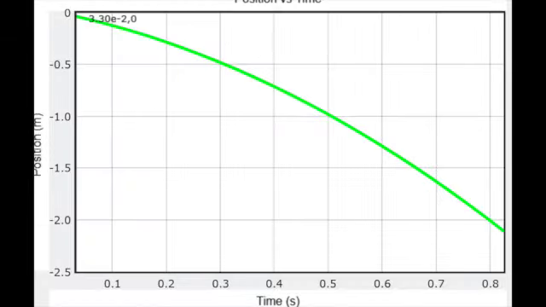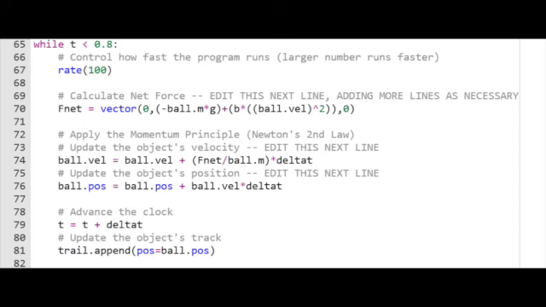Now, we'll introduce a second model that includes drag force. On the left are two graphs, the first one being the previous model, only the weight force, and the second graph on the right is the model that includes both weight and drag force. Now, in this new model, the weight force remains unchanged, but the drag force is added, and it's calculated as negative b times velocity squared times the unit vector of velocity.